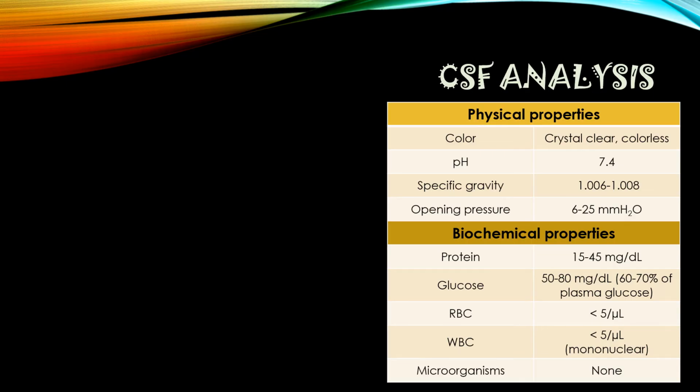About the CSF analysis, in general, the color of CSF is clear, pH is neutral, and pressure is about 6 to 25 centimeters of water. Glucose is a crucial marker of bacterial meningitis. If the glucose is low, it's quite significant that it is a bacterial cause. If the glucose is normal, maybe slightly decreased, it may be viral.